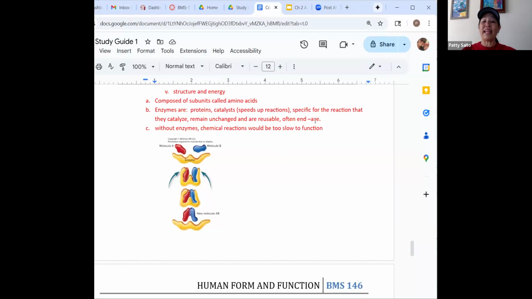And this other thing, it often ends in ASE. So if you see a molecule and it ends in ASE, it often means it's an enzyme. Not all the time, but a lot of times it is an enzyme. All right.